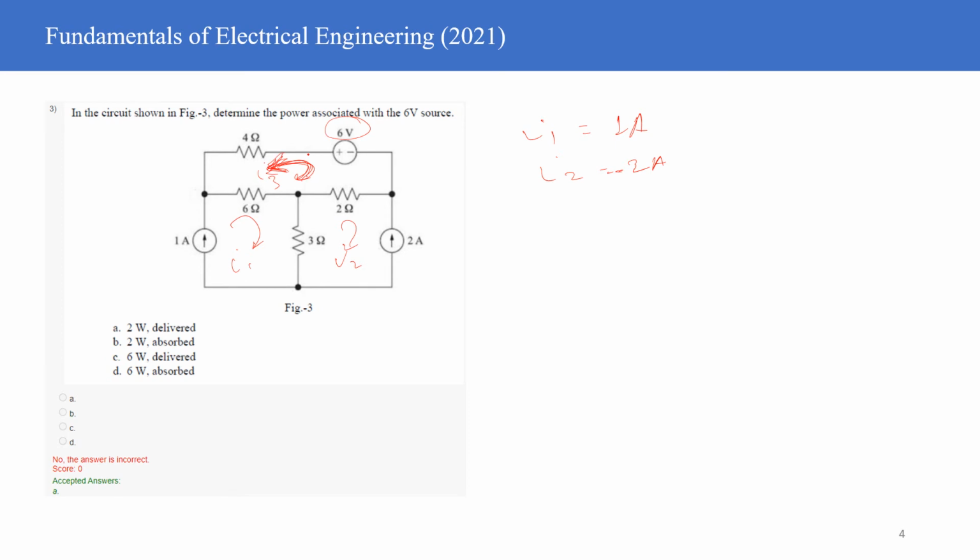So write the mesh equation in this loop. So we'll start from this point.